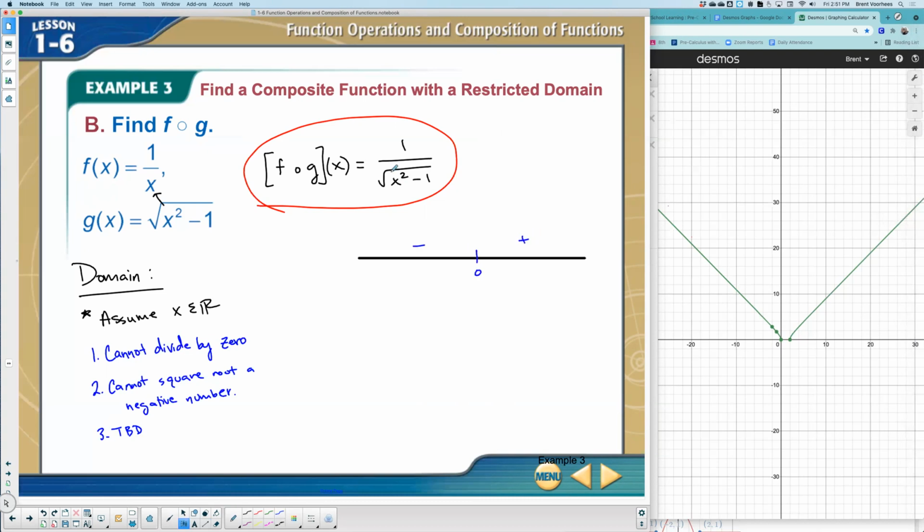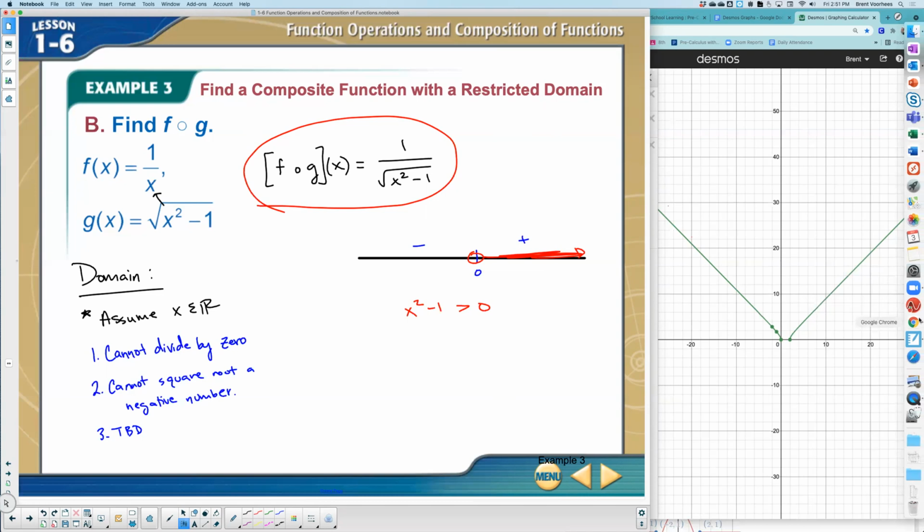We have division. What are you not allowed to divide by? You're not allowed to divide by 0. What about the square root? What are you not allowed to have a square root of? Negatives. So it means it has to be just greater than 0 values. And so we take the algebra that's inside, which is x squared minus 1, and say that it has to be greater than 0.